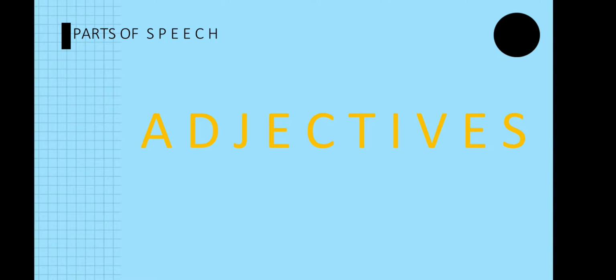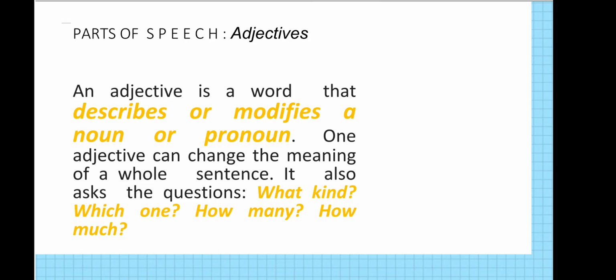For our third part of speech, the adjectives, let us know an adjective is a word that describes or modifies a noun or pronoun. So one adjective can change the meaning of a sentence, or the whole sentence rather. It also asks the questions what kind, which one, how many, and how much.